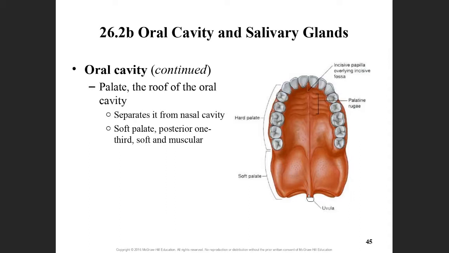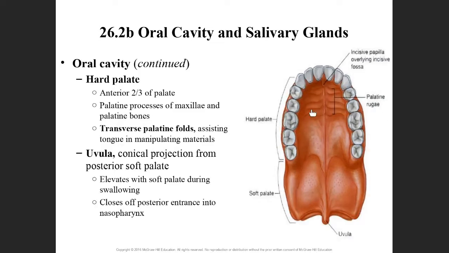We have one finger-like projection which is suspended from the soft palate. We call it uvula, and the uvula has function at the time of swallowing. If you look at this picture, again, you can see the hard palate here. The anterior two-thirds of the palate is the hard palate. I told you that the palatine process of maxilla and horizontal plate of palatine bone make the hard palate.